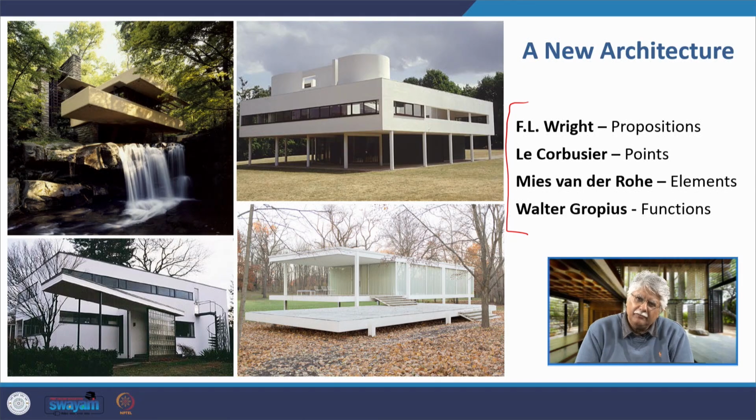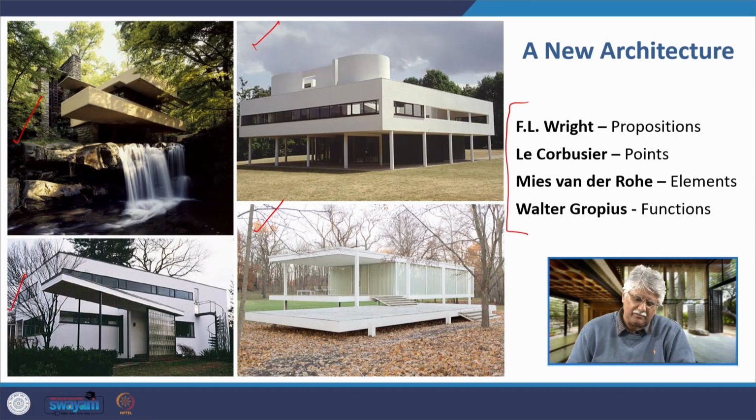What did they give us? Frank Lloyd Wright gave to architecture propositions, and we will talk about them. Le Corbusier gave us points of a new architecture. Mies van der Rohe gave us elements for modern architecture. Walter Gropius talked about functions with regard to modern architecture. These are four houses, each one is symbolic of their architecture. If Falling Water is the house that tells us about the architecture of Frank Lloyd Wright, Villa Savoye is what tells us about the architecture of Le Corbusier, the Farnsworth house by Mies van der Rohe, and the Gropius house by Walter Gropius.